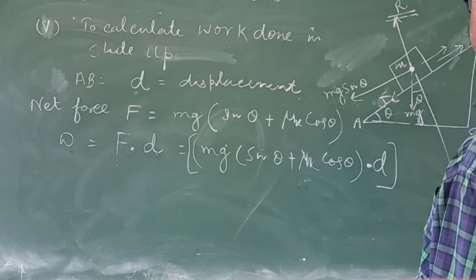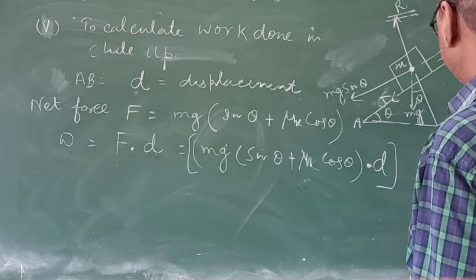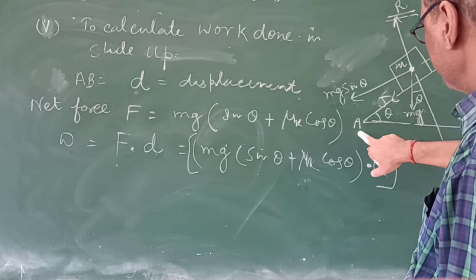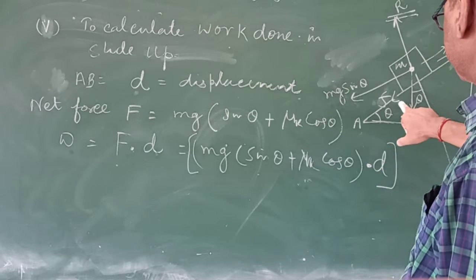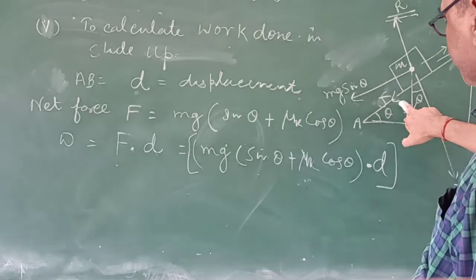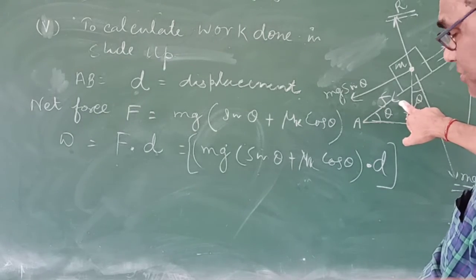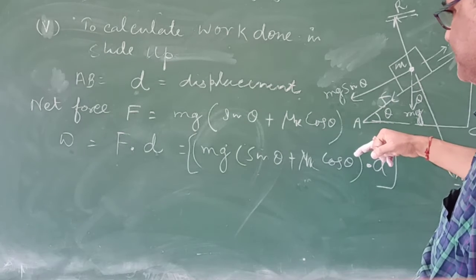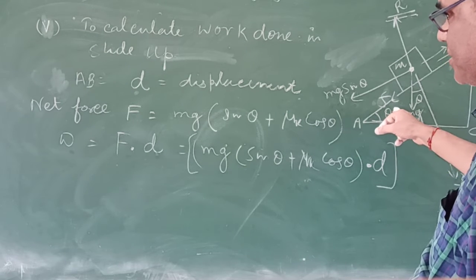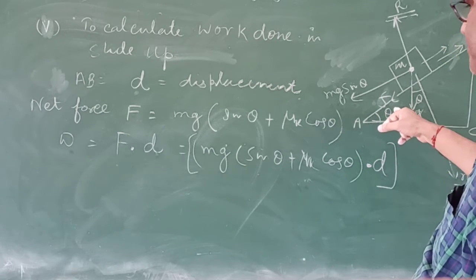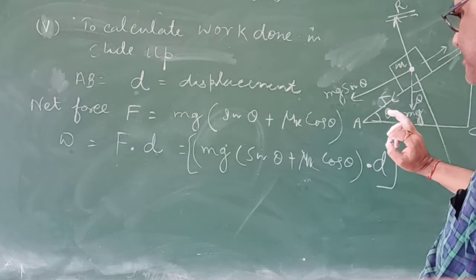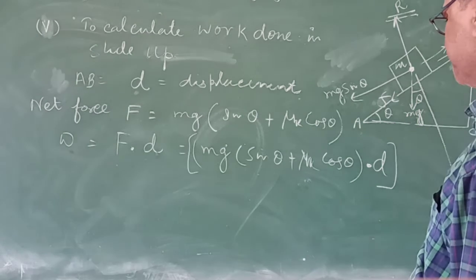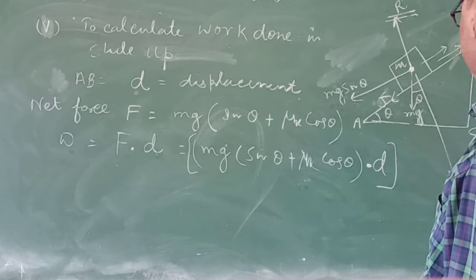The block slides up from A to B. It covers a distance equal to d. AB is equal to d. So the force of friction comes into play in the direction opposite to the motion. The applied force and mg sin theta are both in the same direction. Therefore, the net force acting on the block is F equal to mg into sin theta plus mu k cos theta. Mu k is the coefficient of friction between the block and the inclined plane.